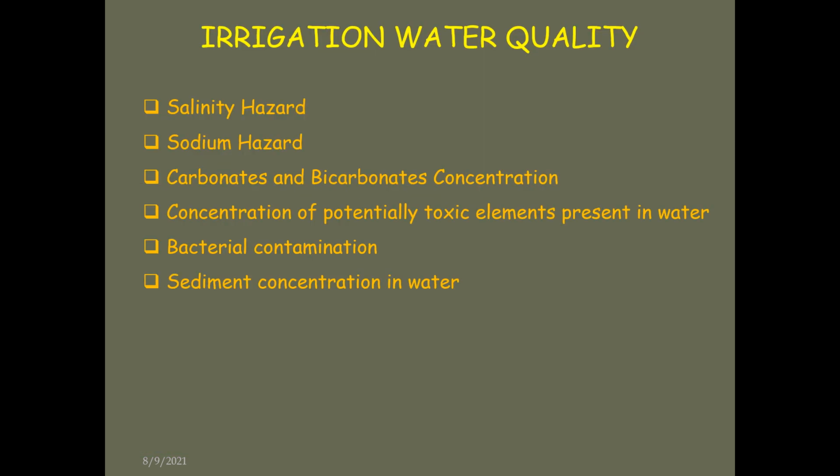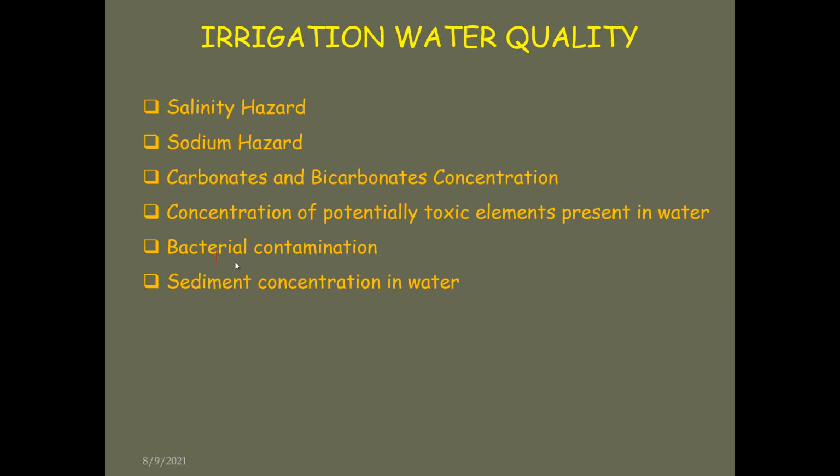There are various parameters on which we can categorize water quality. As you can see here: the salinity hazard, the sodium hazard, the presence of carbonates and bicarbonates, and different types of toxic elements. If they exceed their permissible limit, they can be injurious to the plant. Then bacterial contamination, and we will study the sediment concentration in water.